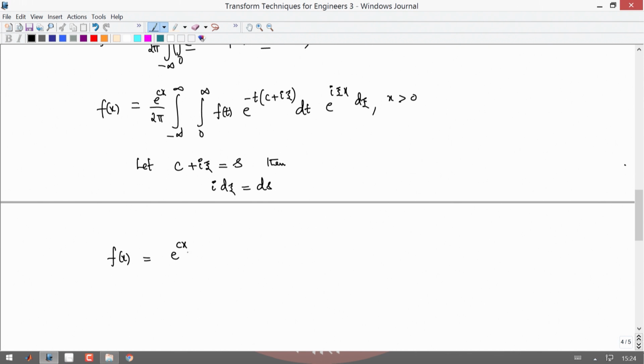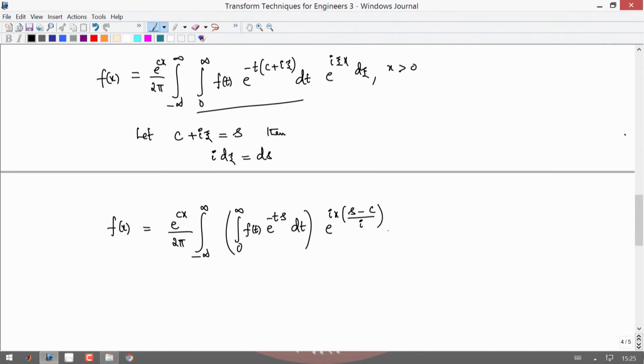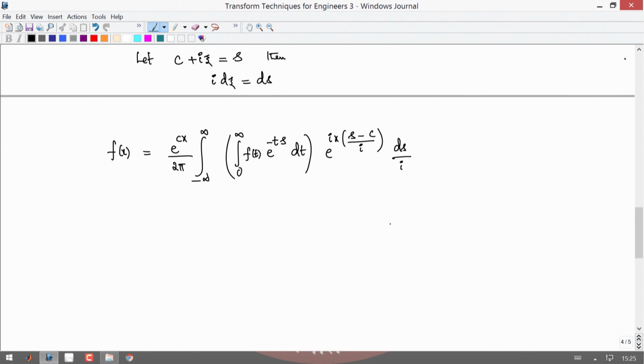f(x) will be equal to e power cx divided by 2 pi, integral minus infinity to infinity. Inside, this is like the integrand for you. So, you have f(t) e power minus ts dt. This is the integrand if I use this variable, and e power i x times xi, I replace xi with s minus c divided by i. Okay. Then what is d xi? d xi is ds by i. So, this is what I have.